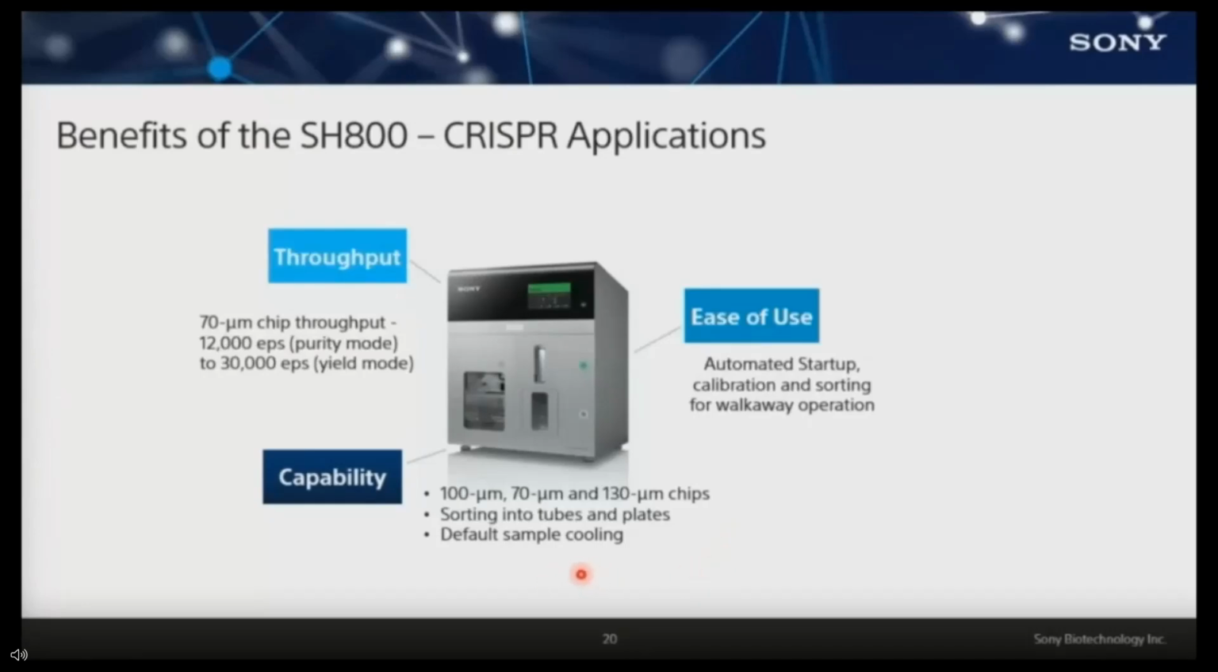There's default sample cooling. Again, what's the sense of sorting cells if they're going to die? Well, you can chill them and maintain that viability. High throughput is also achieved with the SH800. So again, you can sort at really high rates. You can sort 12,000 events per second. You can be running 30,000 events per second in yield mode. So depending on the type of mode you use, you might even be able to get a little higher.